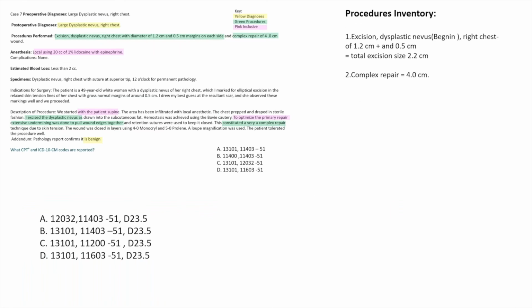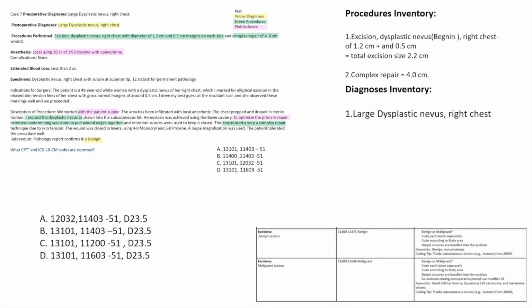So this is our procedure inventory. We have an excision of a dysplastic nevus of right chest, 1.2 centimeter in diameter with 0.5 centimeters margin on each side. So the total excision size will be 2.2 centimeters: the 1.2 centimeter diameter plus 0.5 plus 0.5 centimeter margins. A complex repair of around 4 centimeter length was also performed. And in the diagnosis inventory, we have large dysplastic nevus of right chest.